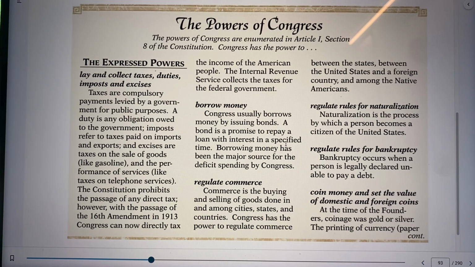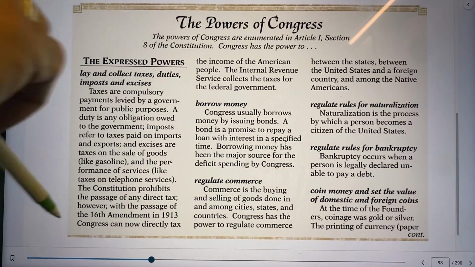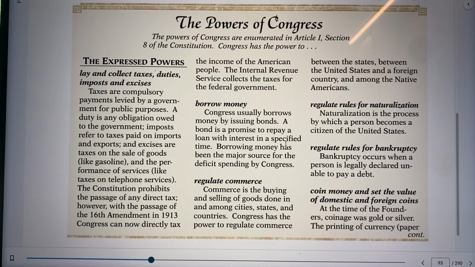So the Constitution, though, prohibits the passage of any direct taxes. The 16th Amendment, though, was passed. Amendment to the Constitution, 1913, very important. The 16th Amendment, basically in 1913, says what? This one we all know, that the IRS can collect income taxes. Now it can directly tax Americans for their income. This was the 16th Amendment to the Constitution.